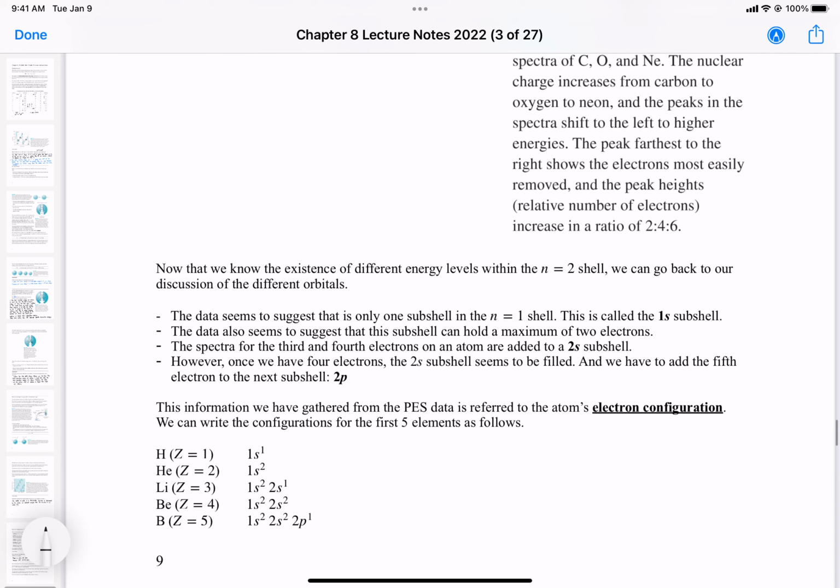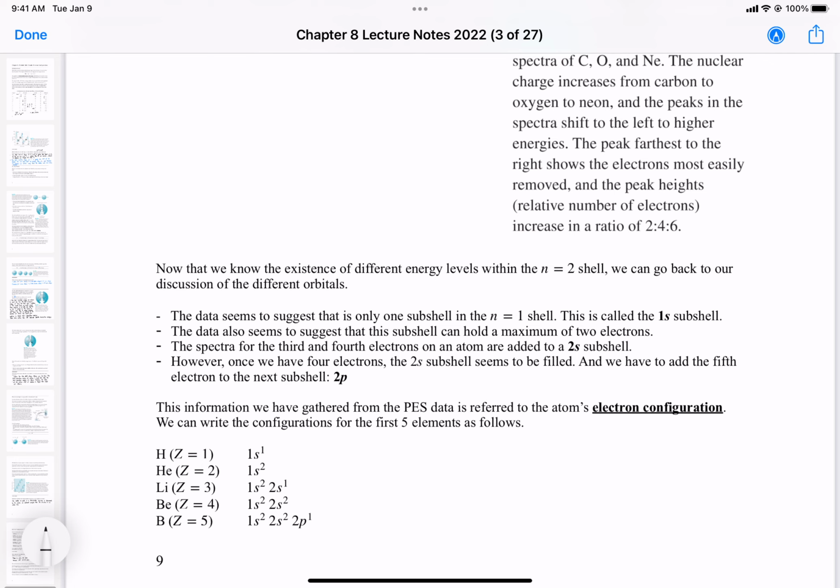Okay, so now that we know of the existence of different energy levels within the n equals 2 shell, we can go back to our discussion of different orbitals. The data seems to suggest that there's only one subshell in the n equals 1 shell, because there's only one signal. So we call that the 1s subshell. The data also seems to suggest that it can only hold 2 electrons.